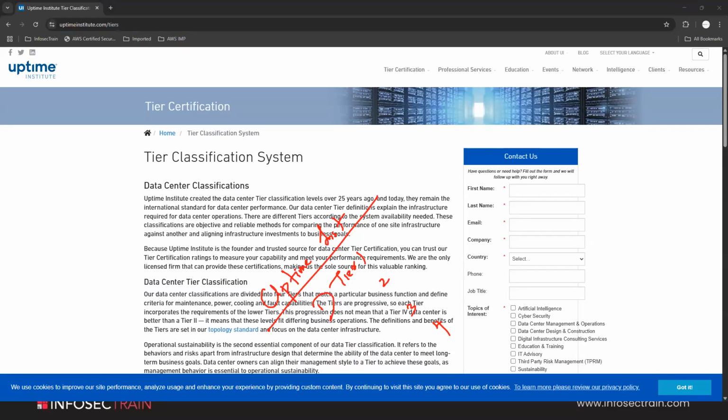So you should make sure that you go through that tier classification system, because it helps you a lot to understand the concepts thoroughly. And again, what each tier will do, that's very important, plus the availability and all.